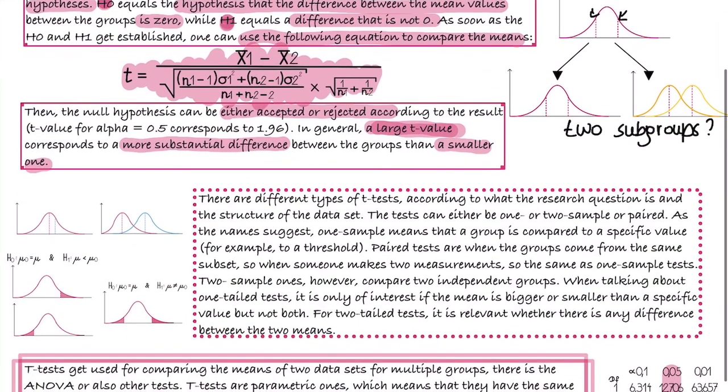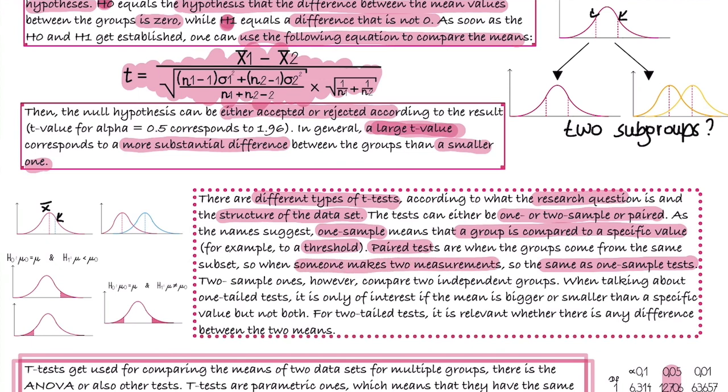So there are different types of t-tests which you want to apply according to your research question and also to the structure of your data set. The tests can be either one or two sample ones or also paired. As the name suggests, one sample means that a group is compared to a specific value, for example a threshold, which you see depicted on the left side here by the blue line. And essentially paired tests are the same, but usually here we're making two measurements for the same person.